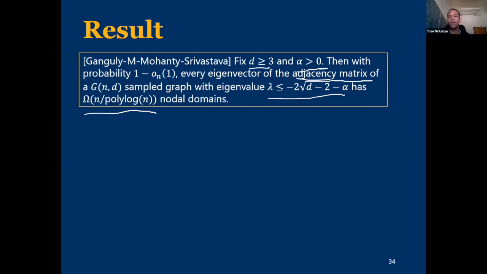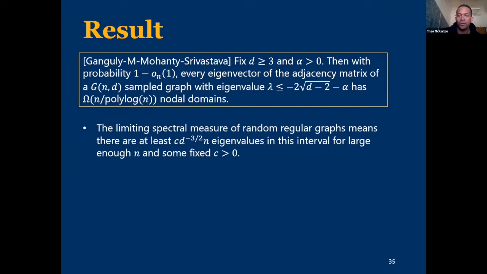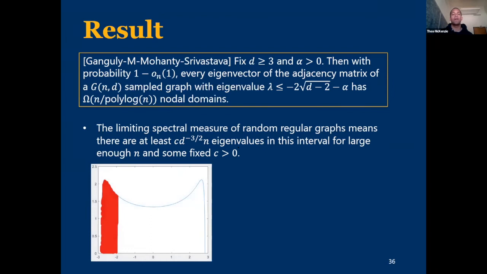So the first question is, let's break this down. The first thing is, how many eigenvalues am I actually talking about? If there were no eigenvalues in this regime, then this result wouldn't mean anything. So we know what the limiting spectral measure of random regular graphs is. And this means that there are approximately some constant times d to the minus 3/2 times n eigenvalues in this interval.